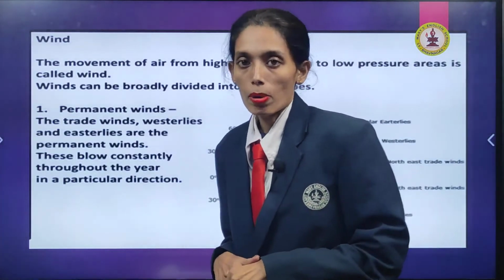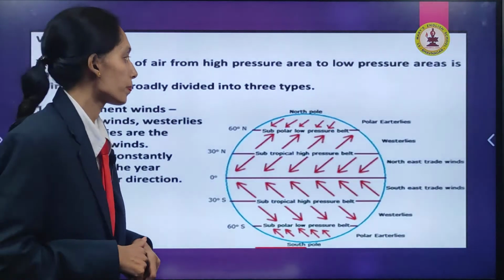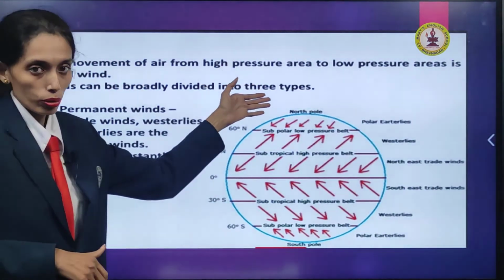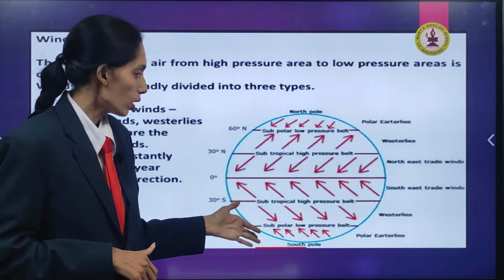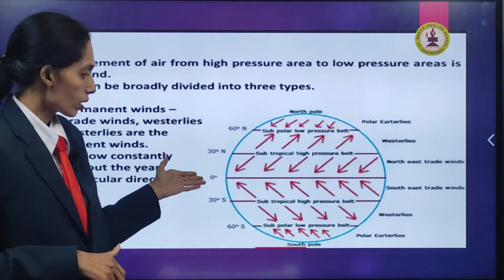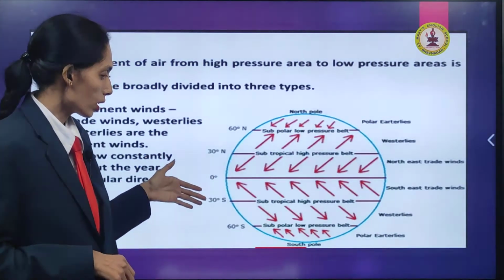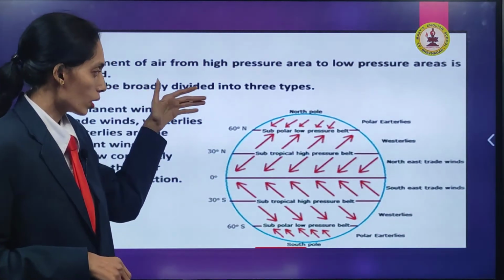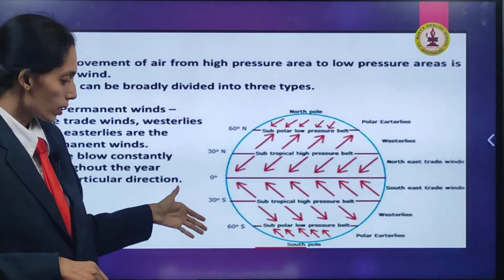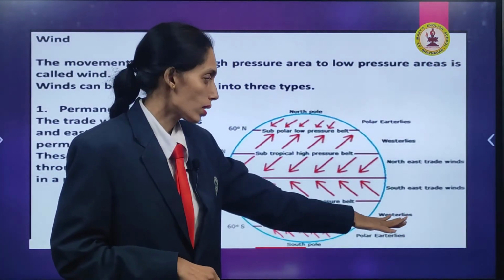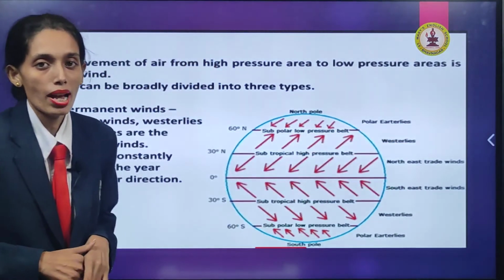Now let's talk about permanent wind. Here you can see the earth, you have the north pole, you have the south pole, you have different degrees. Equator 0 degrees, you have 30 degrees south, 30 degrees north, 60 degrees to the north side, 60 degrees to the south. You have the easterlies, westerlies and trade winds which are passing through.